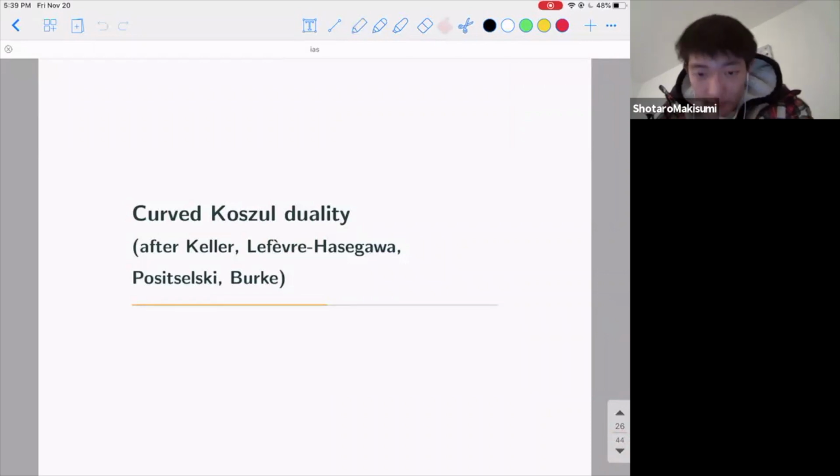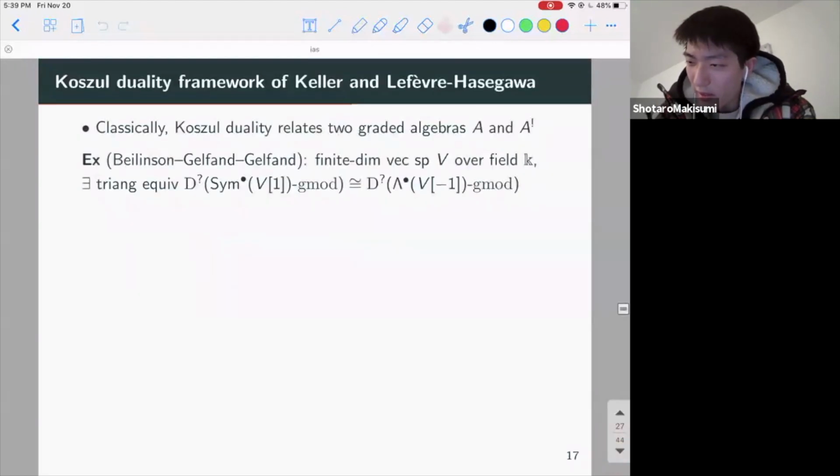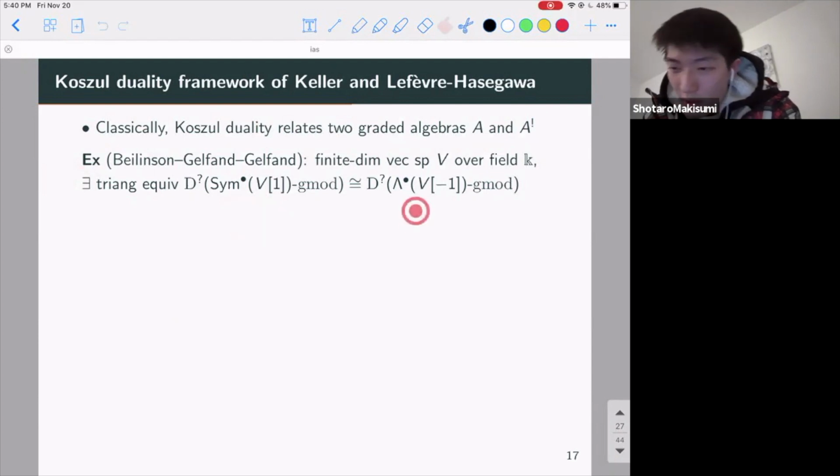So I want to tell you about a phenomenon in homological algebra called curved Koszul duality. And this kind of explains why the AMRW definition is the way it is. Classically, Koszul duality relates two graded algebras. The most classical example is between a symmetric algebra and an exterior algebra.